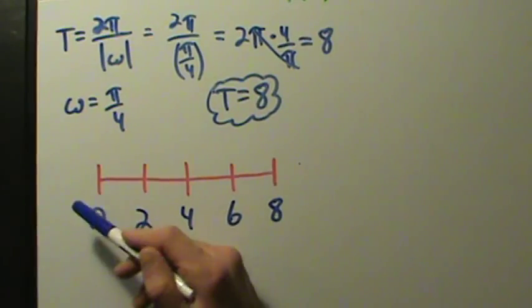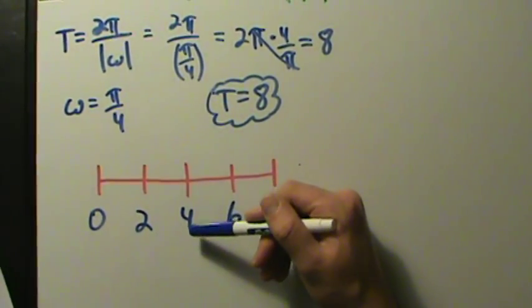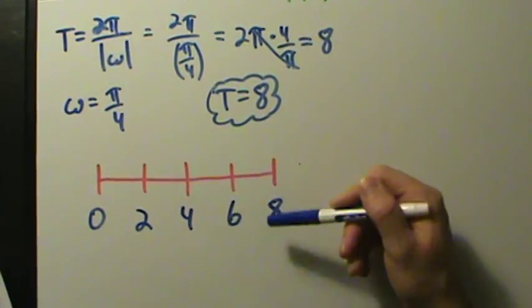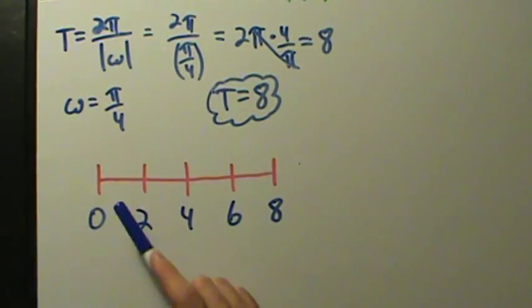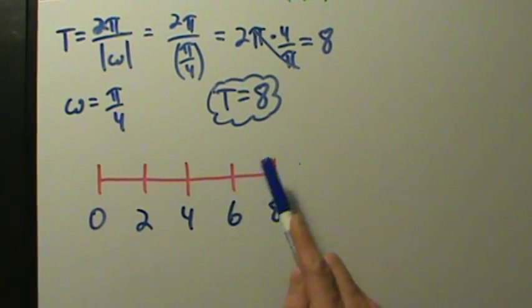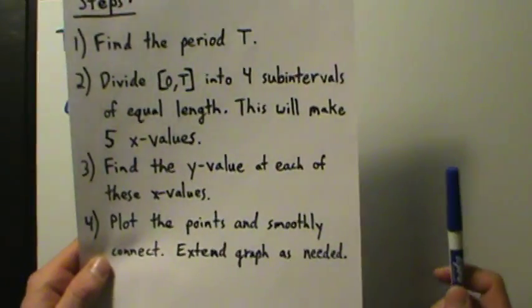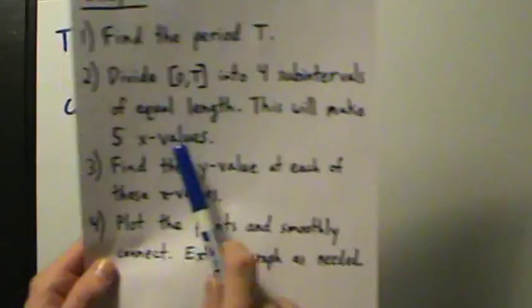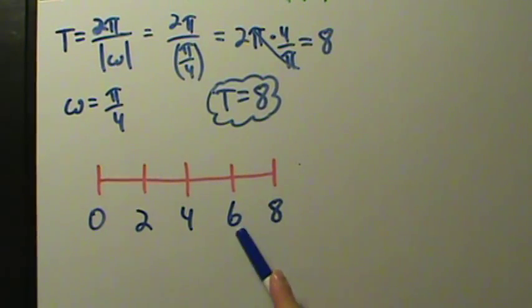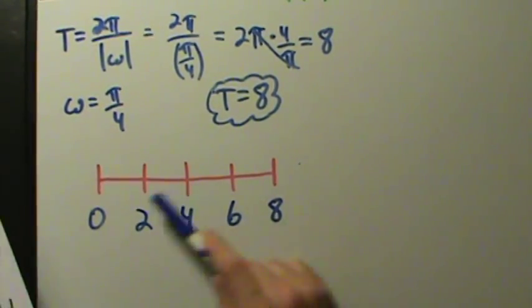So we just drew this little piece of the number line from 0 to 8, divided in half, we got 4, divide each of these two pieces in half, we got 2 and 6. Now we have 4 intervals, but we don't care about the intervals, which is nice. All we care about is these 5 x values: 0, 2, 4, 6, and 8. These are the x values that we're concerned with now.